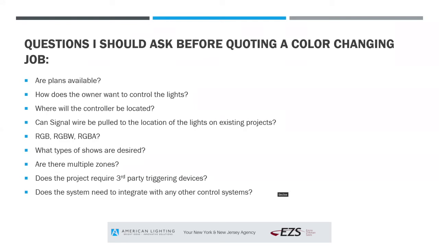Am I controlling RGB, RGBW, RGBA? How many points of light am I controlling, right? Because that's going to determine the size of the control.